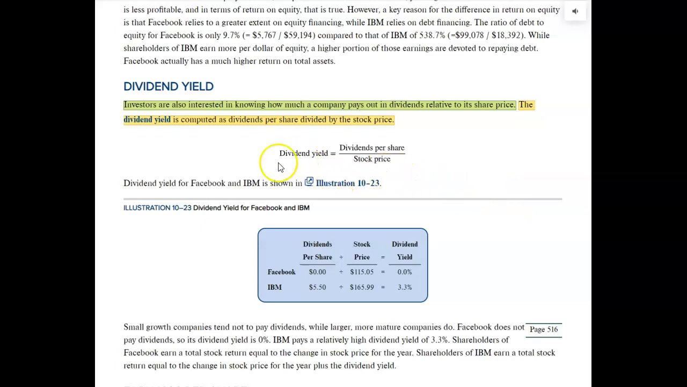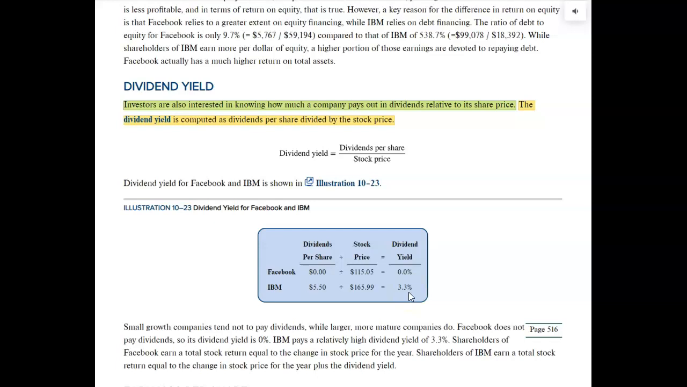Dividend yield. What you want to know is how much in dividends will I probably receive if I buy this stock. So what you're going to do is divide dividends per share by the stock price. So how much did the corporation pay in dividends last year? What's the stock price at the end of the year? That's the dividend yield. And so Facebook is not paying any dividends apparently. IBM is. So IBM has a 3.3% dividend yield.